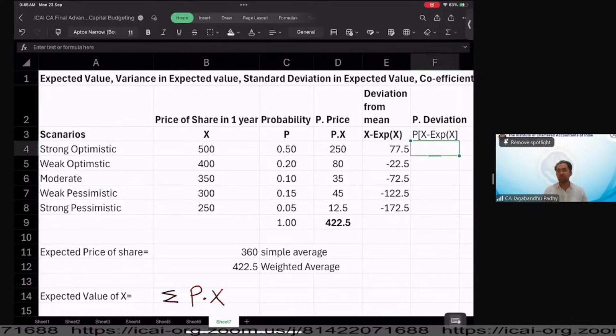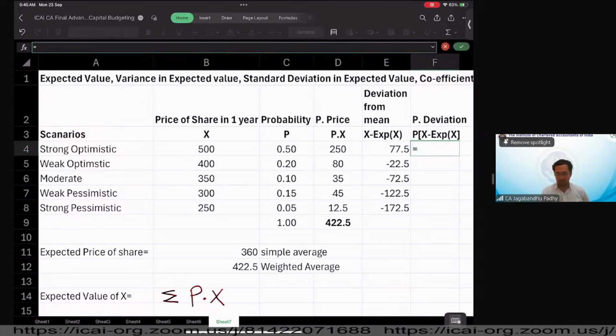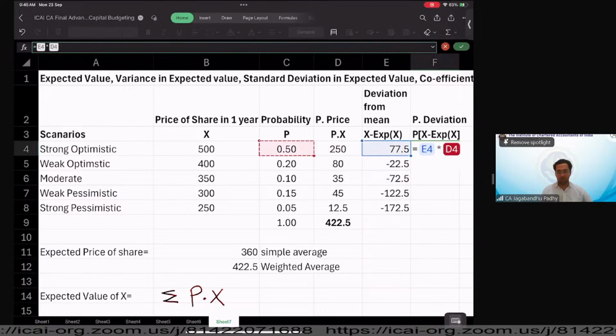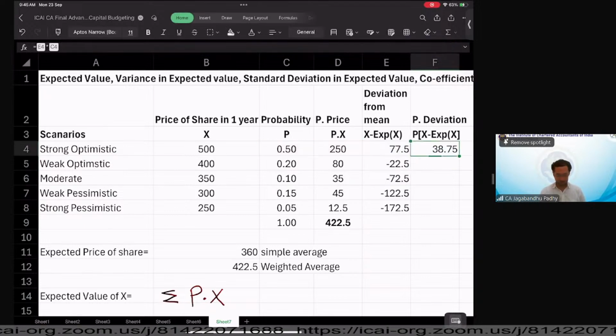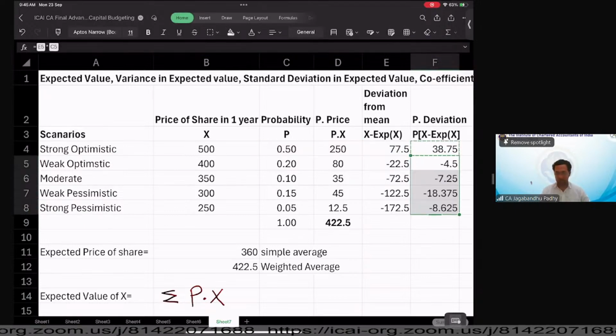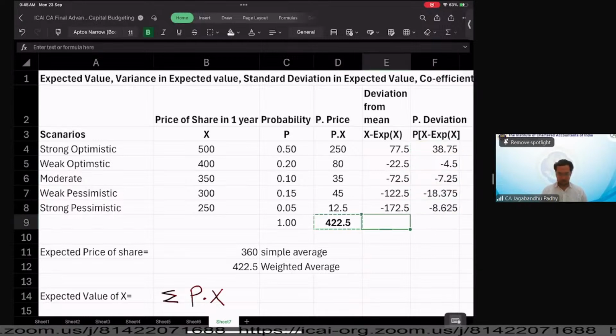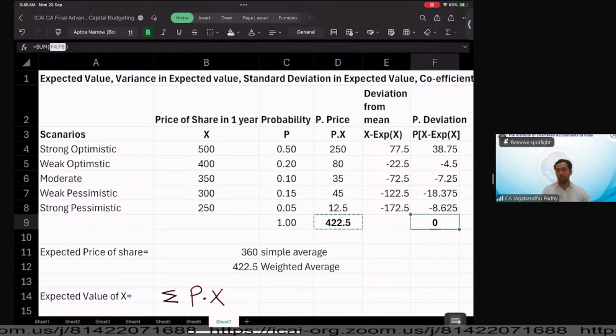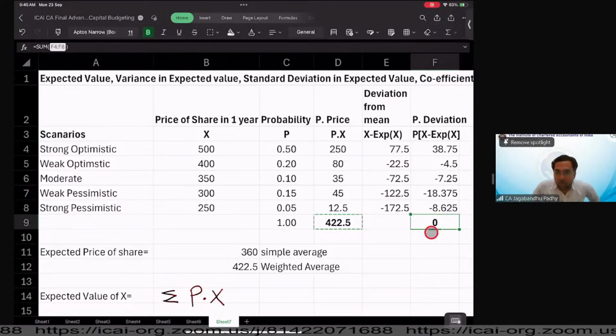X minus X into probability into X minus expected value of X. So this is simply going to be this expected value minus deviation multiplied with probability. We take the total, and then we have this as 0. So if you take a total of all our probability into deviation, what we observe is this comes out to be 0. Probability into deviation comes out to be 0.